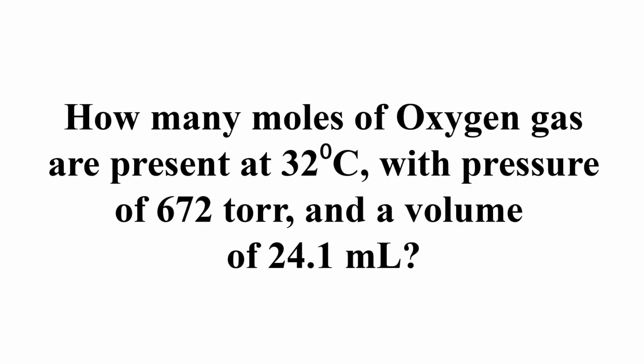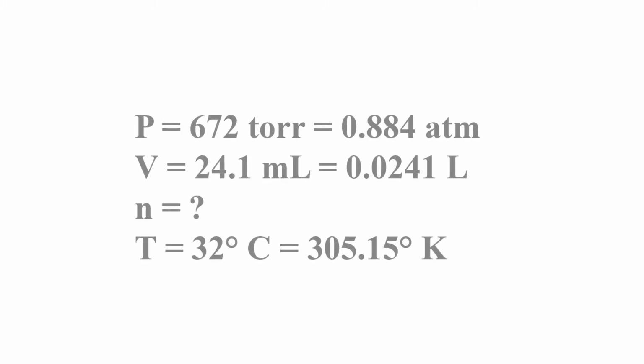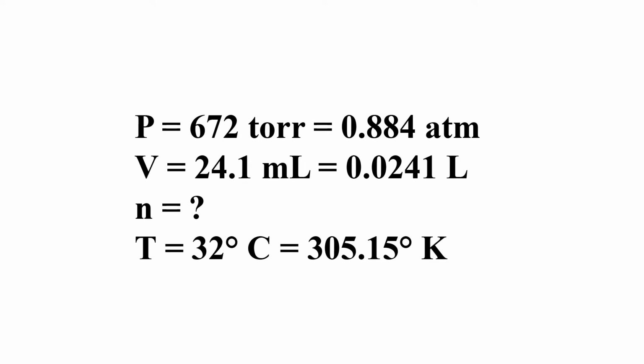How many moles of oxygen gas are present at 32 degrees Celsius with a pressure of 672 torr and a volume of 24.1 milliliters? First of all, write down what you know and convert to the correct units. 672 torr equals 0.884 atms. Also, 24.1 milliliters equals 0.0241 liters. Finally, convert the temperature from degrees Celsius to degrees Kelvin, which is 305.15 degrees Kelvin.